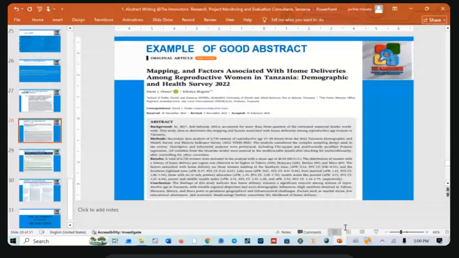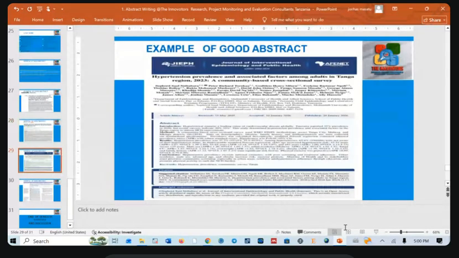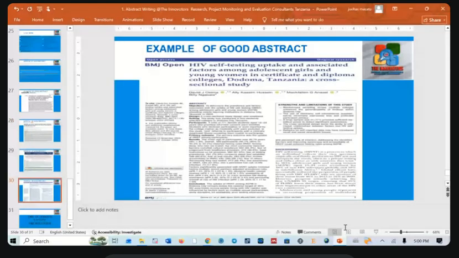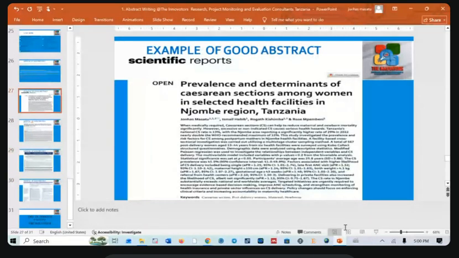When you start to find the keywords from the paper, let me use my own recent published paper as an example: the prevalence and determinants of cesarean section among women in selected health facilities in Njombe region of Tanzania. In my context, my paper's keywords are cesarean section, post-delivery women, maternal and newborns. So these are the keywords from my paper.